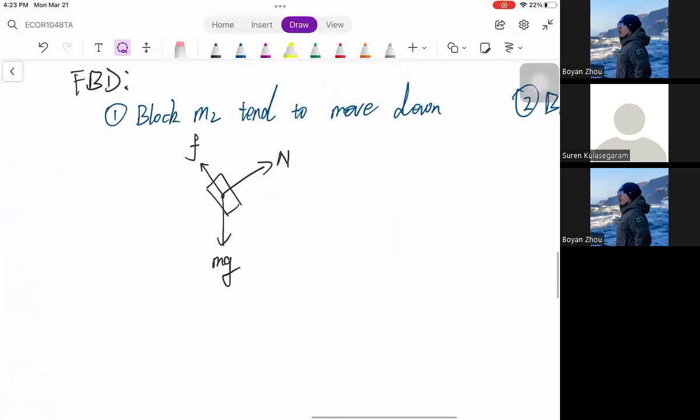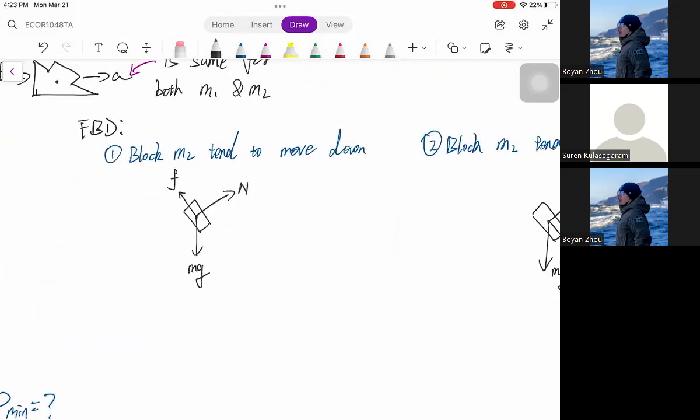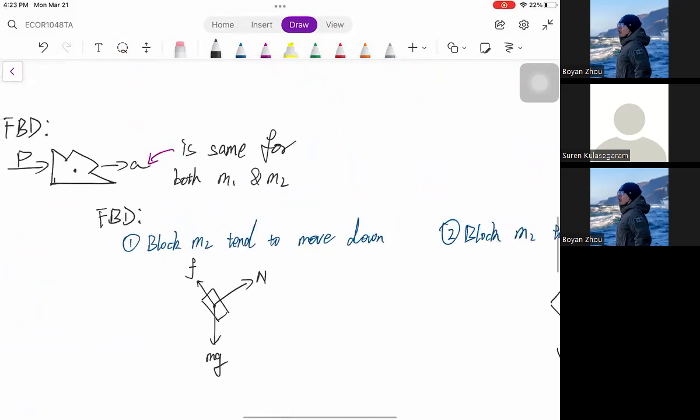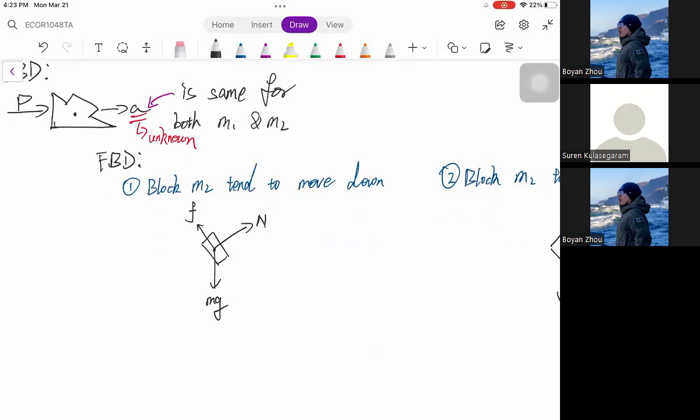Okay, so let's follow the first case scenario first. Going back to our original requirement, we need to find out what the acceleration A is. This is the unknown we are looking for. So from here we can just write down the force balance, and then we can solve for A.